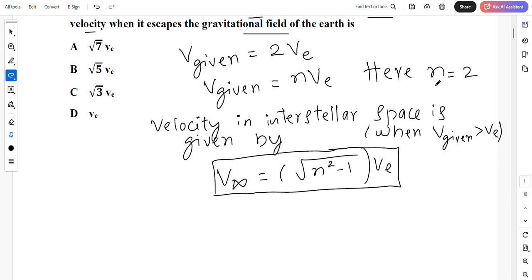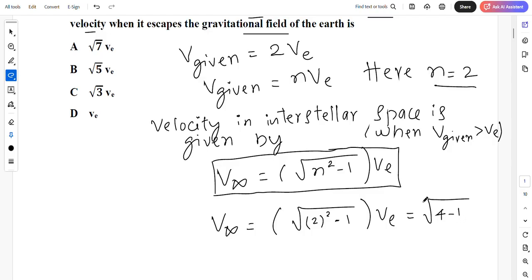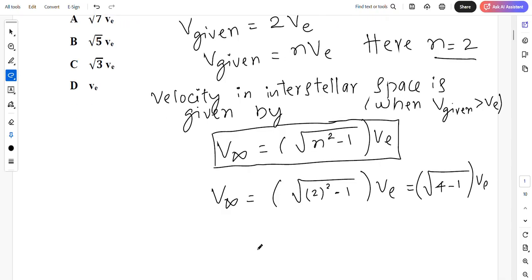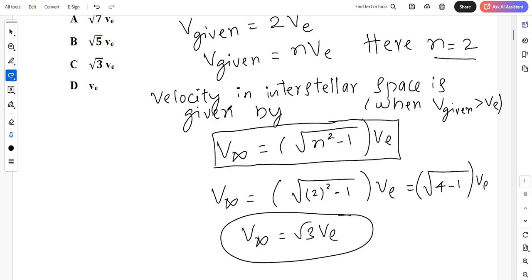Now substitute the value of n. How much is n? That is equal to square root of 2 the whole square minus 1 into v. That is equal to 4 minus 1 into ve. That is v infinity is given by root of 3 ve, which is the right answer. Kindly remember this formula. Velocity in interstellar space is given by v infinity is equal to square root of n square minus 1 into v. Now here v given is greater than ve. Okay, root 3 ve is the right answer.